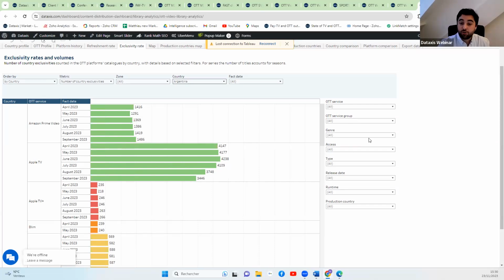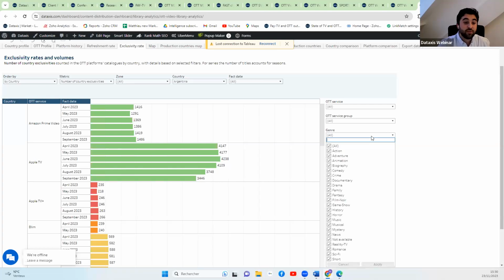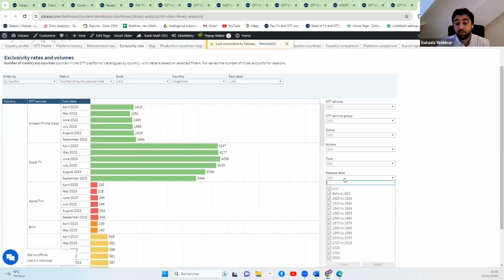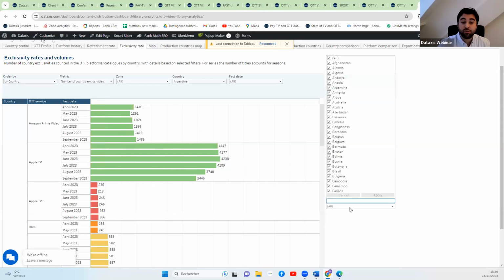We have the list of them. You can also filter, and I didn't mention that before, you can always filter the genre directly on the platform. So if you want to see the exclusivity on comedy, it's possible, as well as type of access, the type of movies or series, and the release date. If you want to see which movies from the 70s were new or exclusive on the platform at this period of time, it's possible. Also the runtime and the production country. So if you want to see in Argentina in September the number of new titles for Amazon Prime Video coming from Bolivia, you can get this information as well. So this attracts the consumer, of course, and retains the existing one.